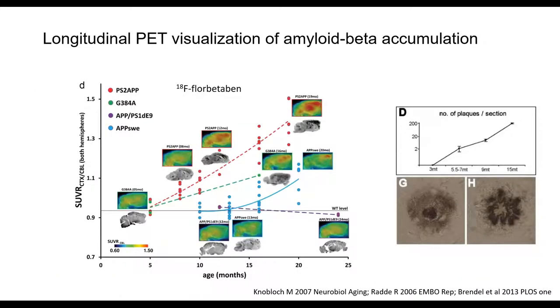So one of the great advantages of PET is to enable longitudinal monitoring of amyloid beta accumulation in the mouse brain. On this slide, we can see a previous study using 18F-labeled florbetaben to characterize the growth and development across different strains of animal models.